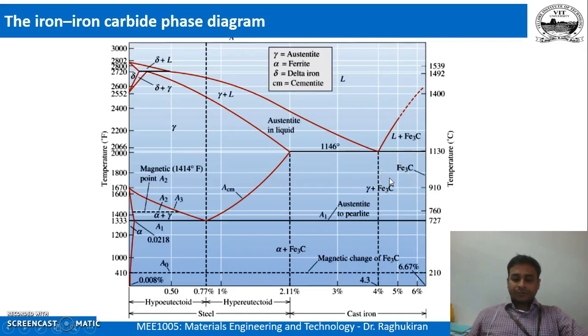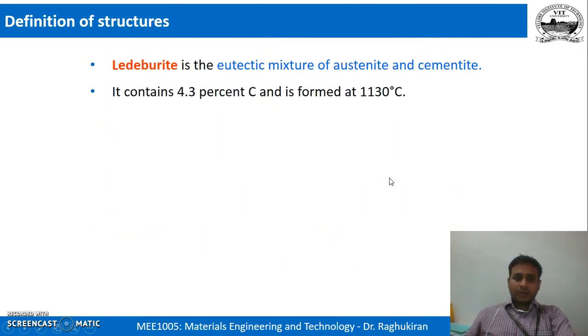So now, it actually happens at what temperature, at what percentage of carbon? You have seen in the phase diagram, that is at 4.3 percent of carbon, and it forms, as we have seen at the eutectic reaction, at 1130 degrees Celsius. So ledeburite forms in a composition having iron with 4.3% carbon, and it happens at 1130 degrees Celsius.